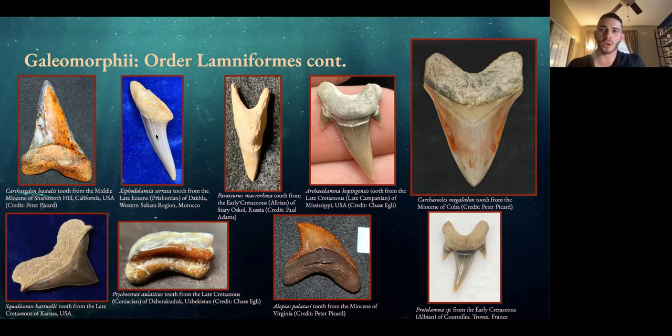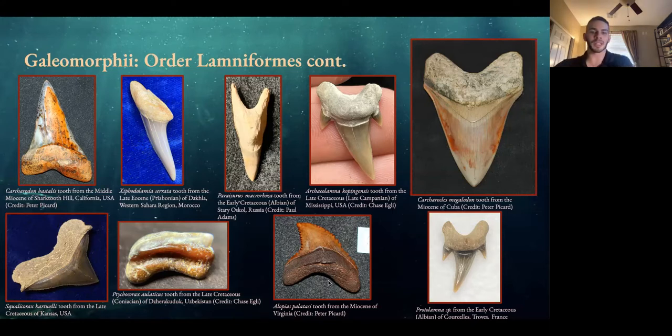What's interesting to note is that serrations, while they evolve independently several times in lamniform lineages, a lot of times when a lamniform develops serrations, it dies off shortly after, which you see within Xiphodolamia serrata. You also see that with Paleocarcharodon, with a shark called Carcharoides totuserratus, which is a sand shark, an extinct sand shark. And you see it with the giant threshers.